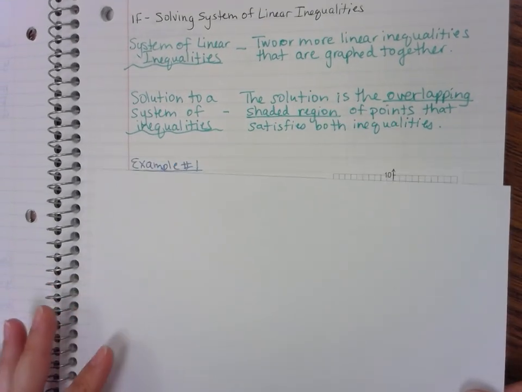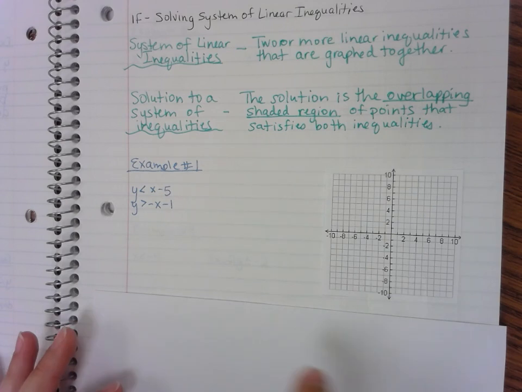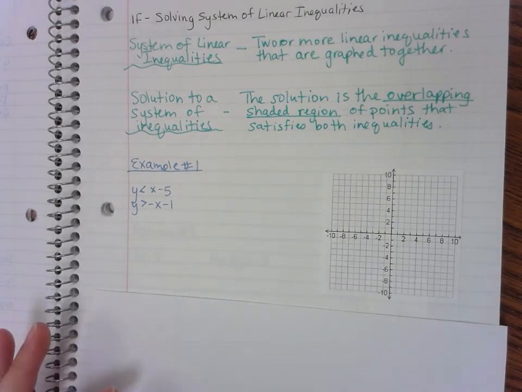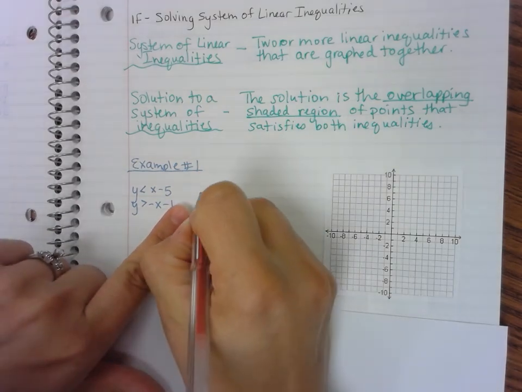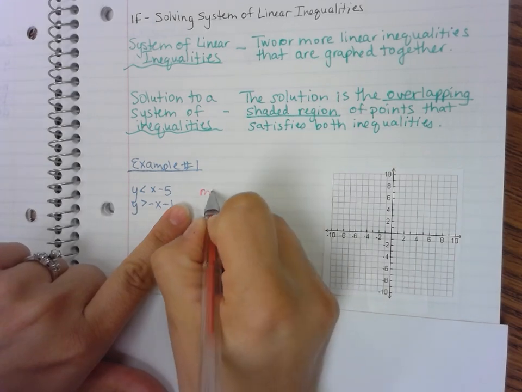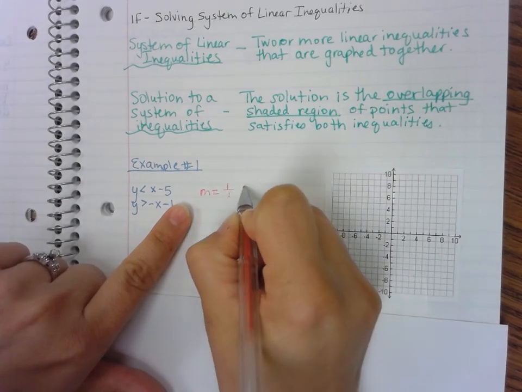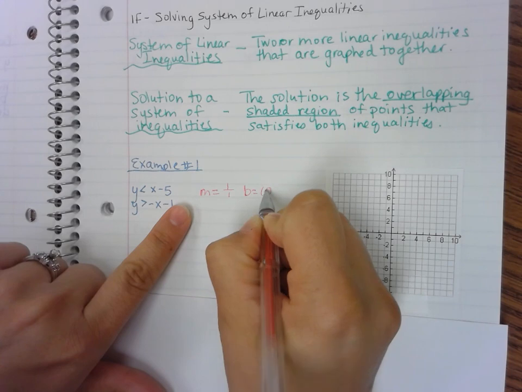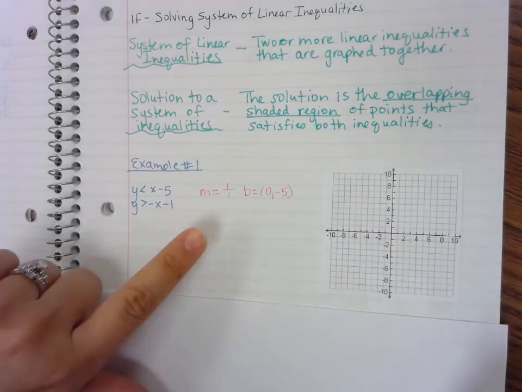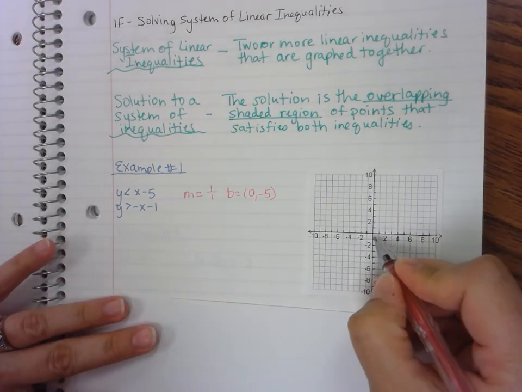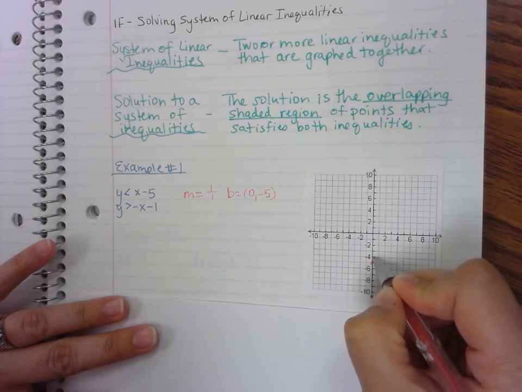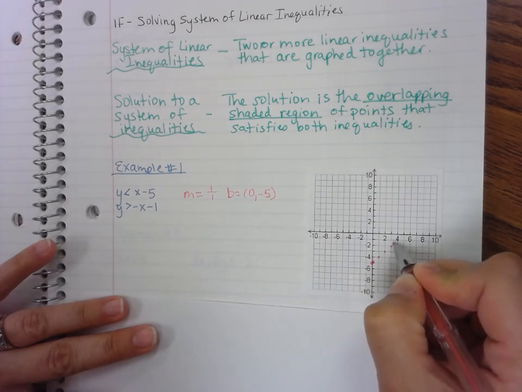The first example that we're going to take a look at today is already in the form that I want them in. So remember that we're going to treat these as 2 separate problems. One I'm going to graph in red, and one I'm going to graph in green, so you can see the difference between the two. The first one, we notice that our m is equal to 1 over 1, and our b is (0, negative 5). So I'm going to graph at (0, negative 5), and my slope is 1. So I'm going to rise 1, run 1.